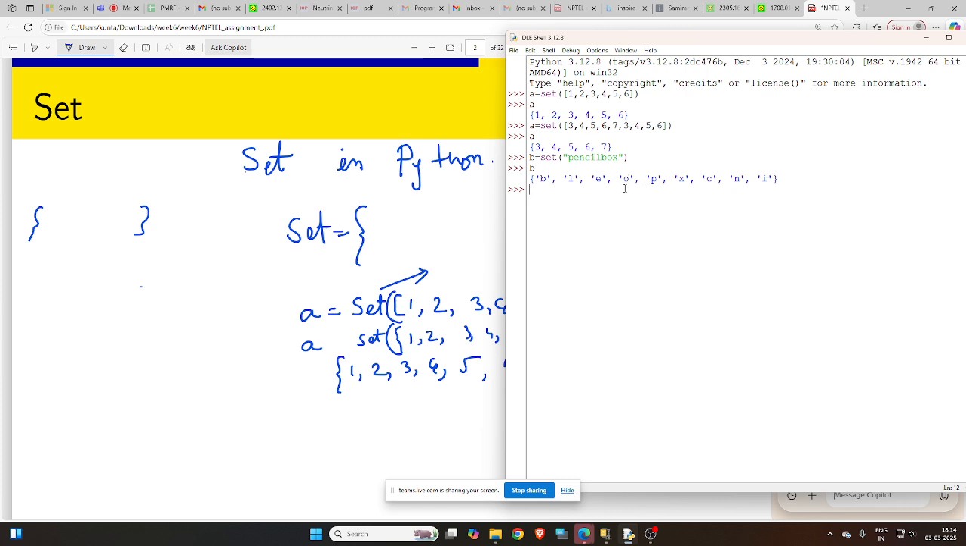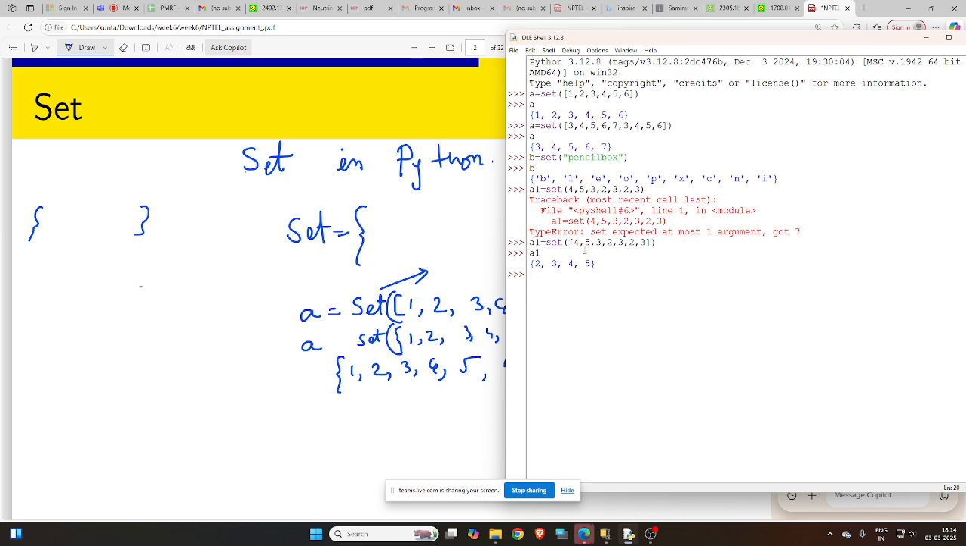This is also a property of the set, that whenever we have a value, even here for the numbers as well, if I write set of, let's say, 4, 5, 3, 2, 3, 2, 3. Oh, I have to write it within a list. If I write it like that and print A1, you can see 4, 5, 3, 2, 3, 2, 3.